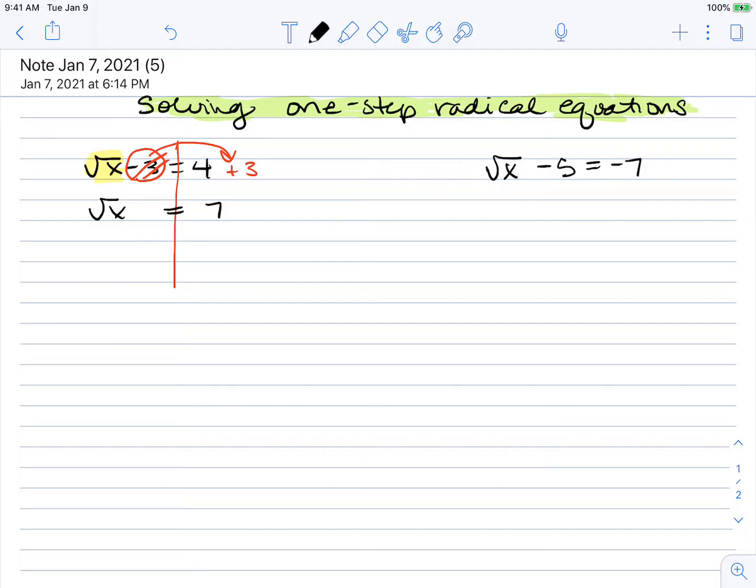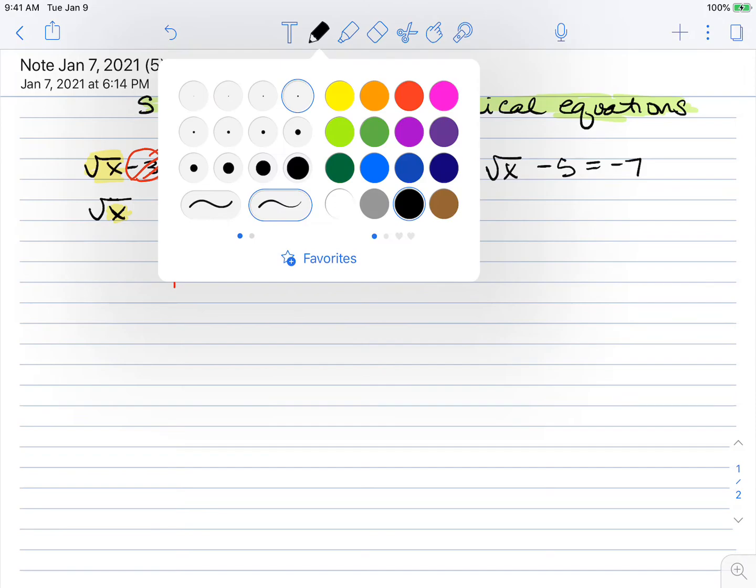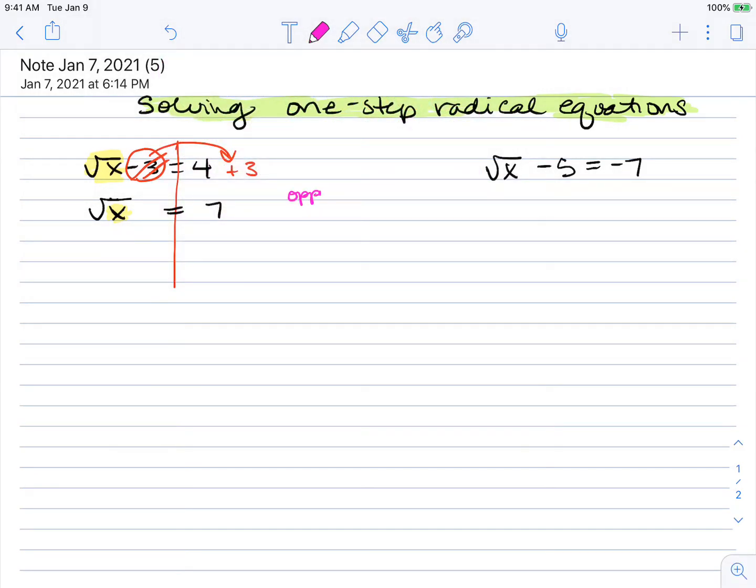Okay, well, when I have a radical, I want to be able to undo that radical in order to get my variable alone. So my goal now is to get this x alone. I'm going to do that by doing the opposite operation. The opposite to the square root of x is to take whatever this is and square it. The opposite is to square your square root.